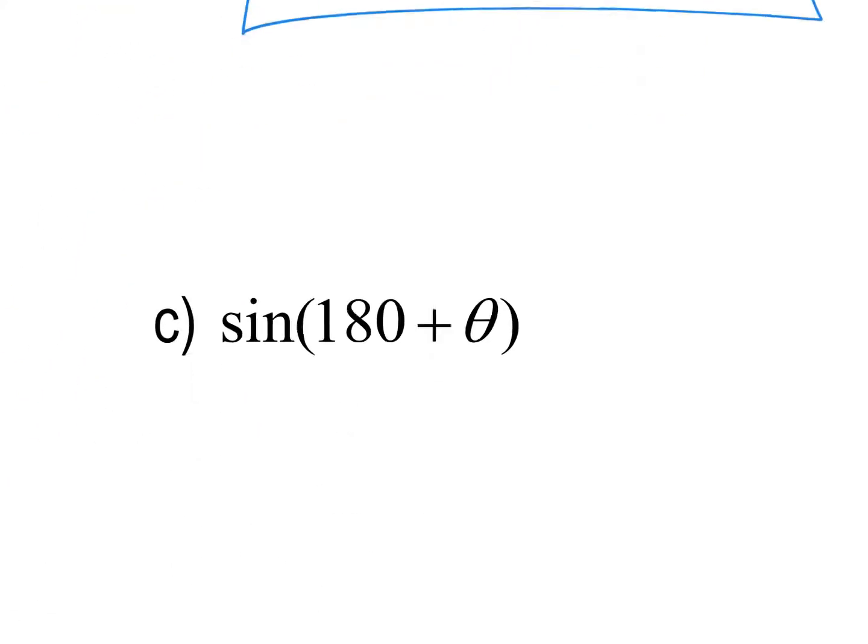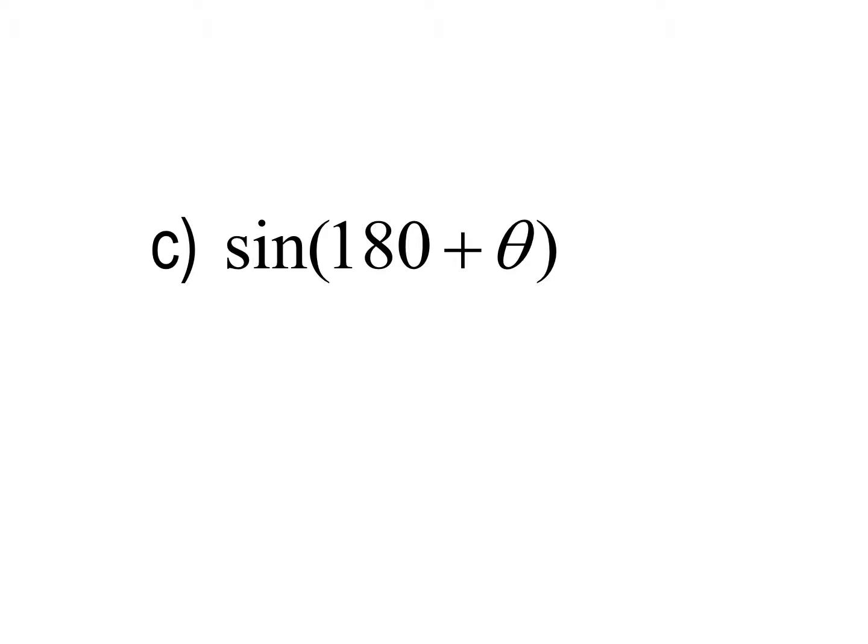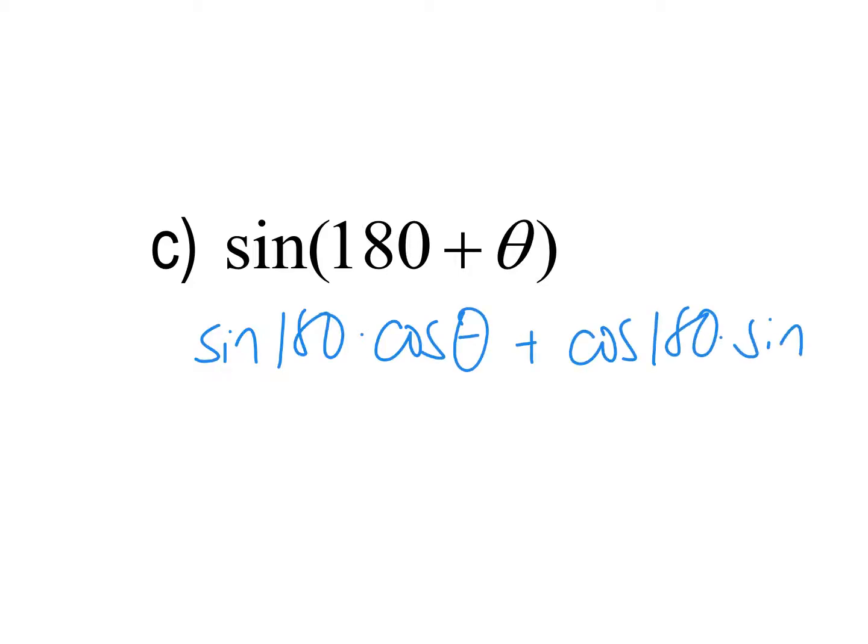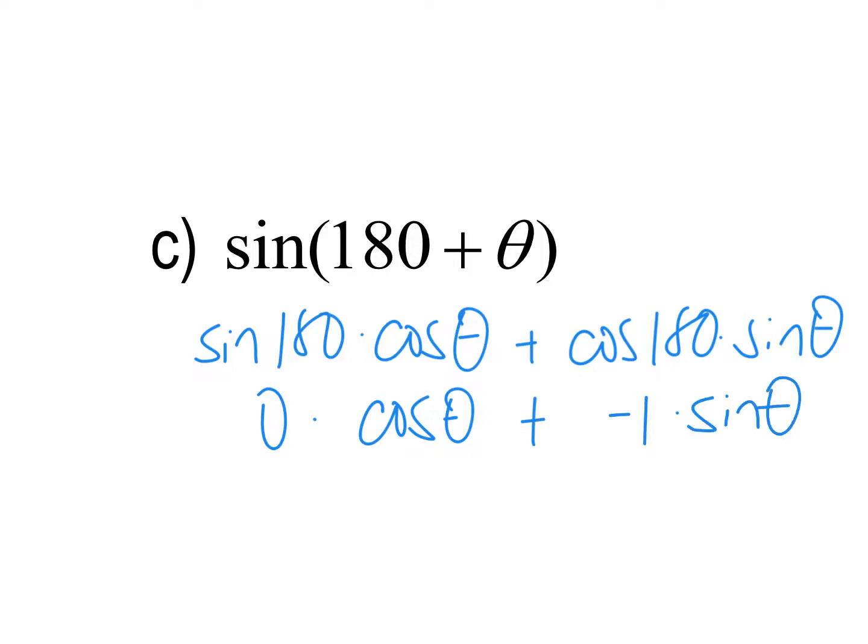And then this last one, similarly, I'm going to use the sine formula for addition. So that would be sine of 180 times cosine of theta plus cosine of 180 times sine of theta. And I can simplify the sine of 180 degrees. So the y value at 180 degrees is 0. So yeah, that's going to wipe out that entire first term. But the cosine of 180 degrees, the x value at 180 is -1. And so 0 times anything is just 0. That entire first term is wiped out. And this -1 times the sine of theta just gives me negative sine theta.